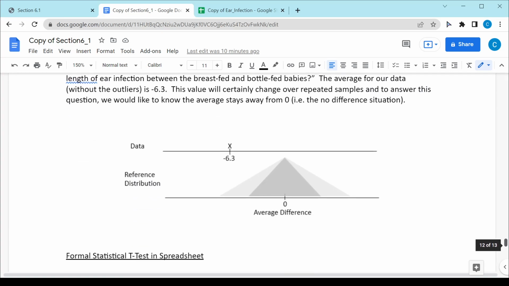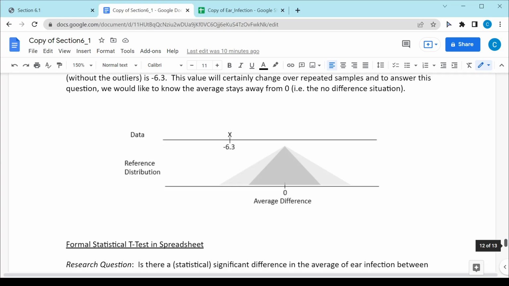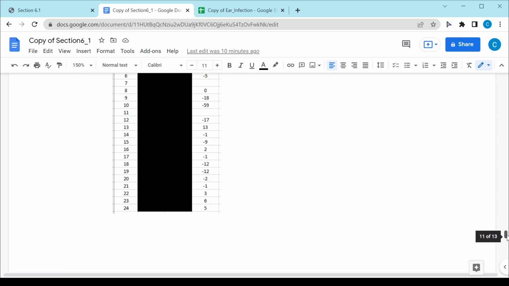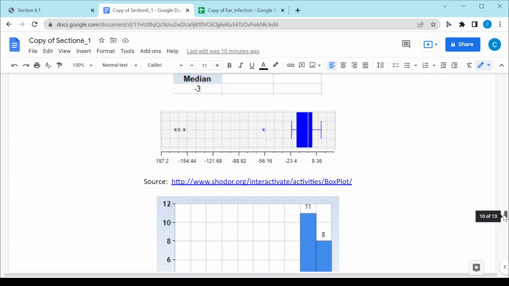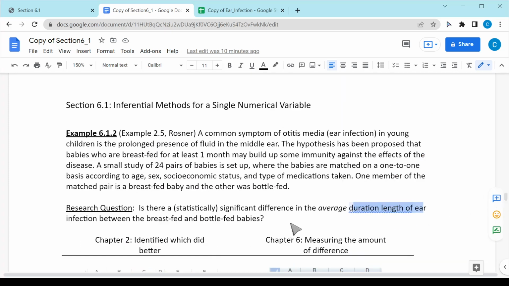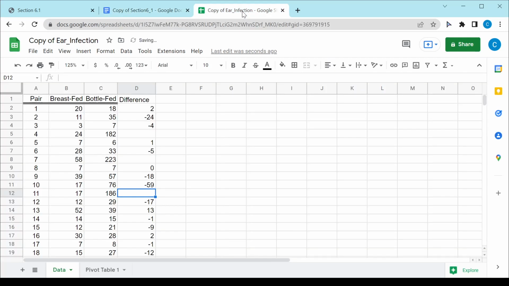Now I'm going to go ahead and do my t-test again. I'm going to do a paired t-test. And I want to know whether or not a difference exists between these two. So do I have a research question? I do, way up here. Is there a difference in the average duration? So this is going to be a 2-sided test again. We just want to know whether or not there's a difference. So I'm going to be testing 0 again, just like we did before.